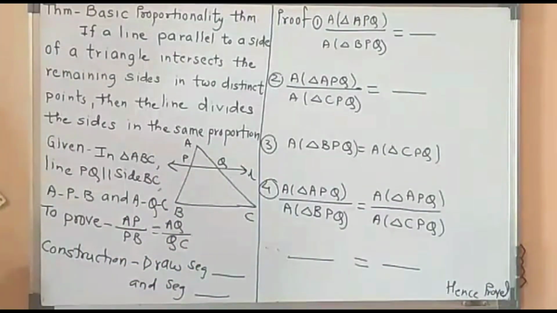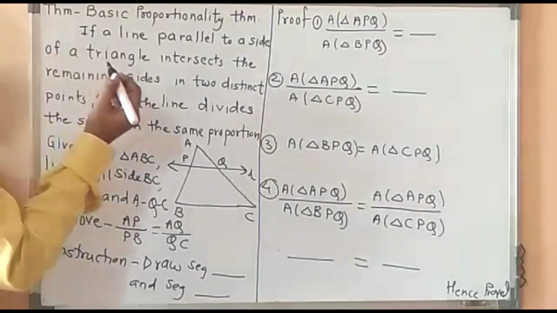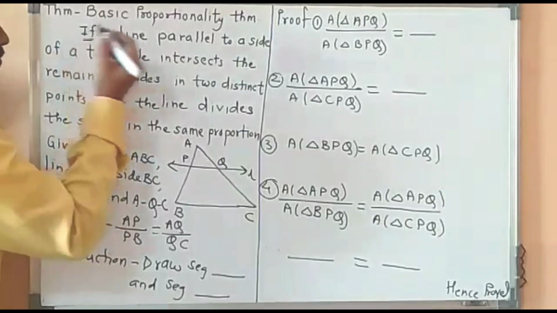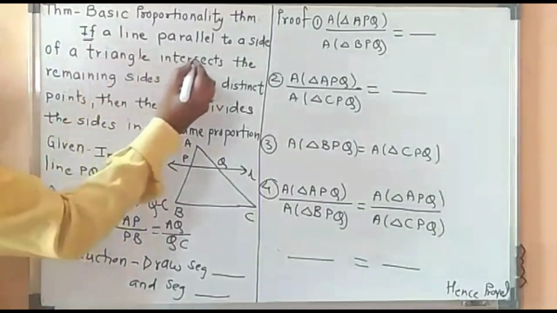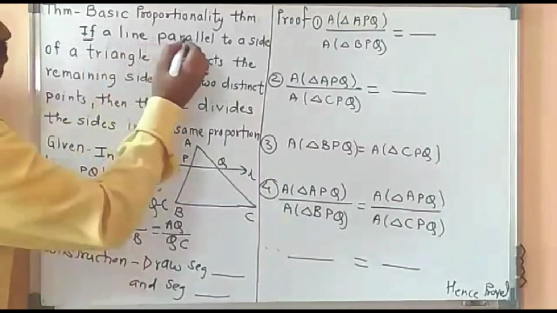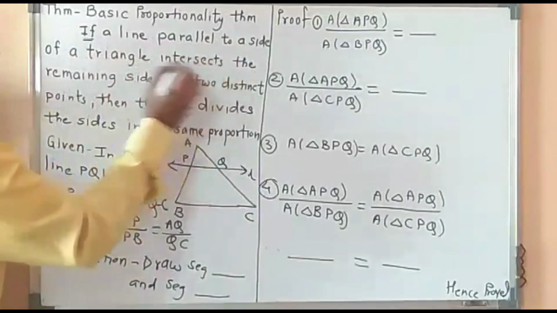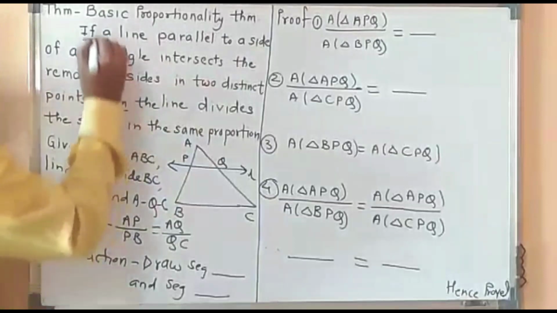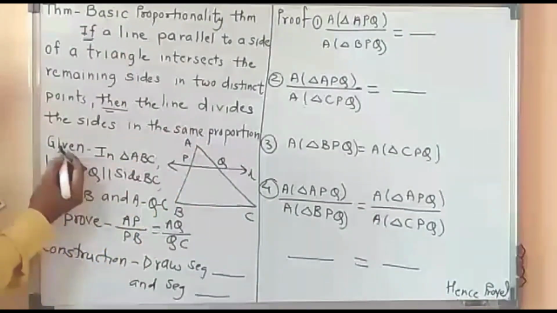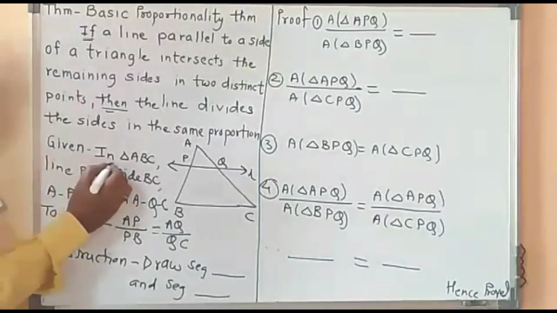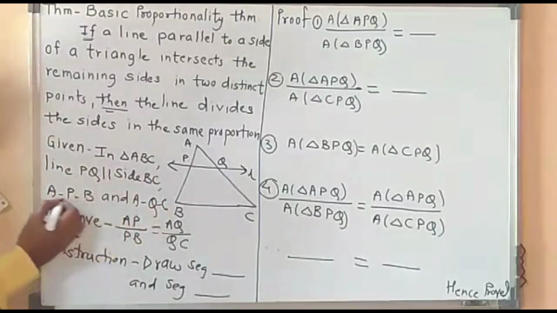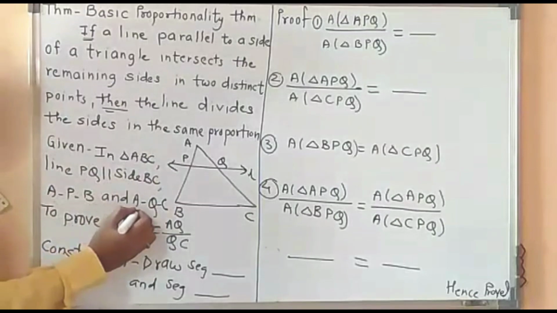The first one, how to write given? Given is the part of the statement which is between if and then. So this is a line parallel to one side of a triangle intersecting the remaining two sides. Line is given parallel. So the given part is: in triangle ABC, line PQ is parallel to side BC, and it intersects AB at P and AC at Q.